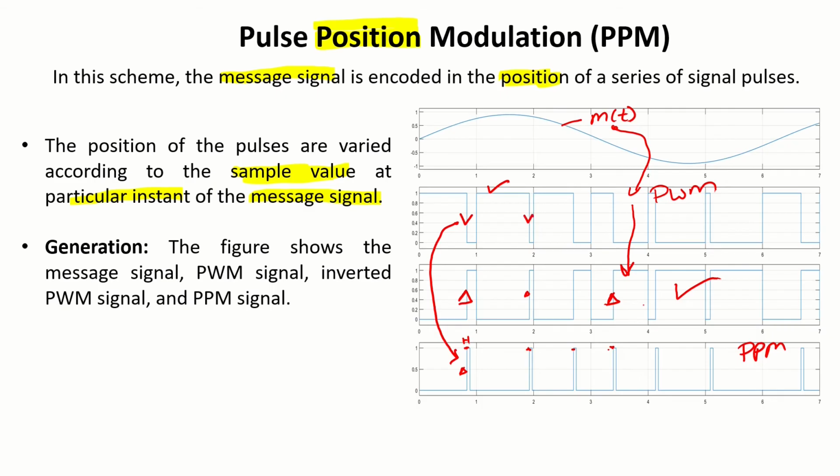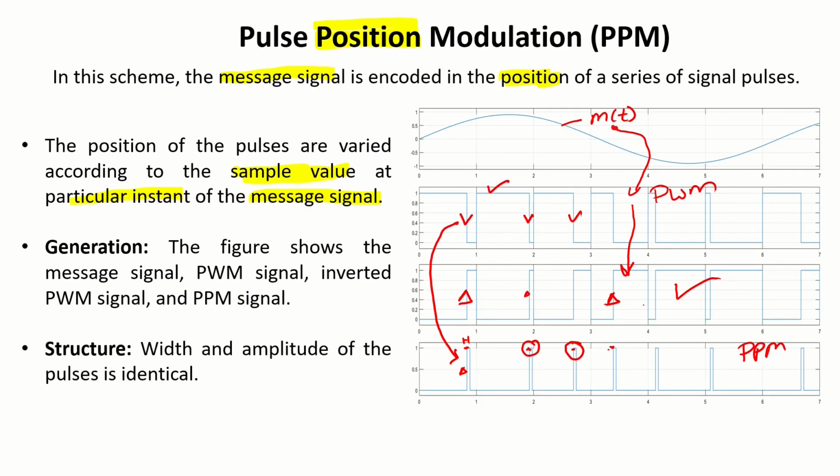So whenever there is a trailing edge, we have this pulse, and the width and the amplitude of that pulse are identical. That is, all of these pulses have identical widths and the same amplitude, that is 1. However, the position is basically modulating the message signal.